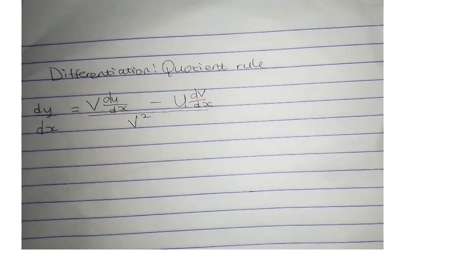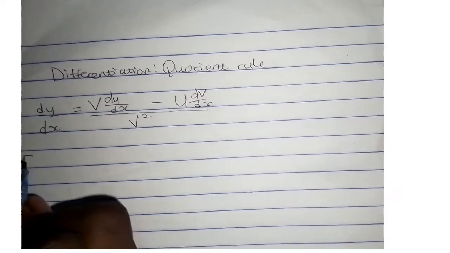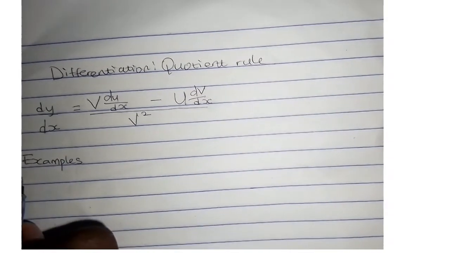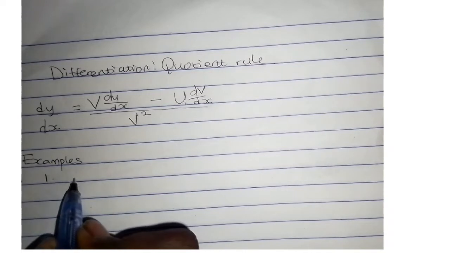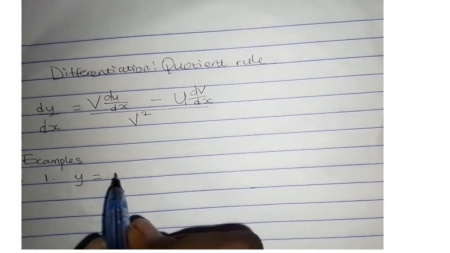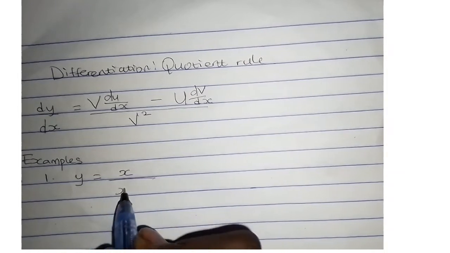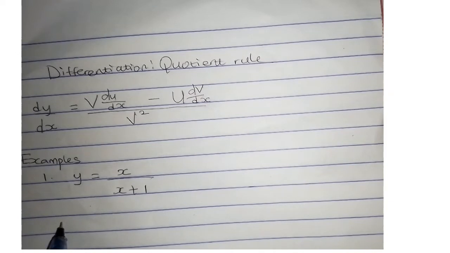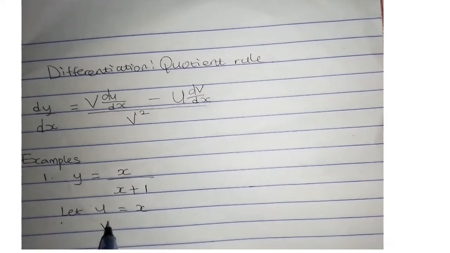So we're given a question. The first example we're going to take is: given the question y is equal to x all over x plus 1. Now we're going to say let our u be equal to x, then our v be equal to x plus 1.